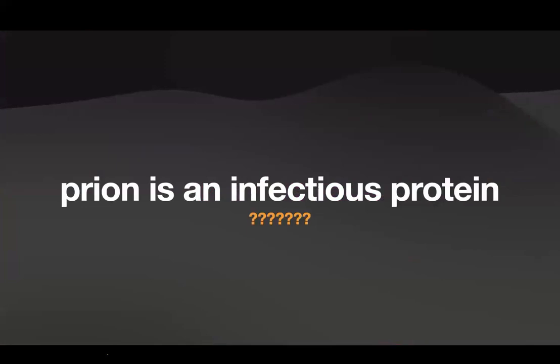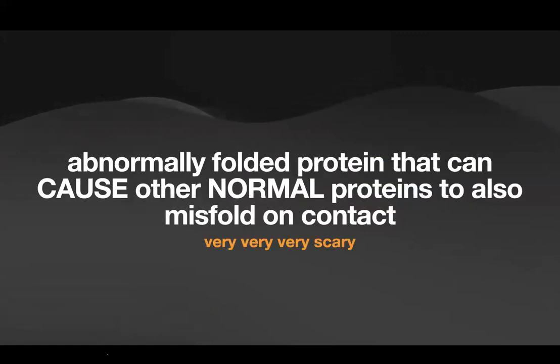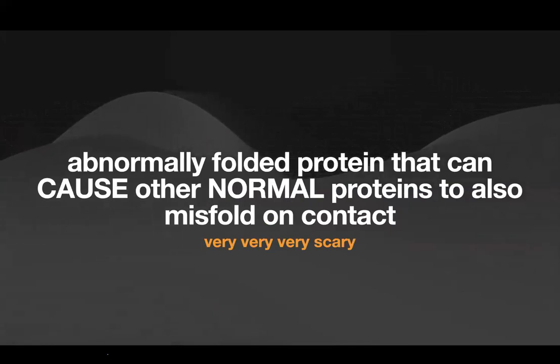Now, what is a prion? A prion is just an infectious protein. Now, this sounds very weird, right? How can a protein be infectious? And honestly, for me, prions are probably the scariest disease known to man, and I'm going to explain why. The way prions work, it's an abnormally folded protein, but it's infectious.